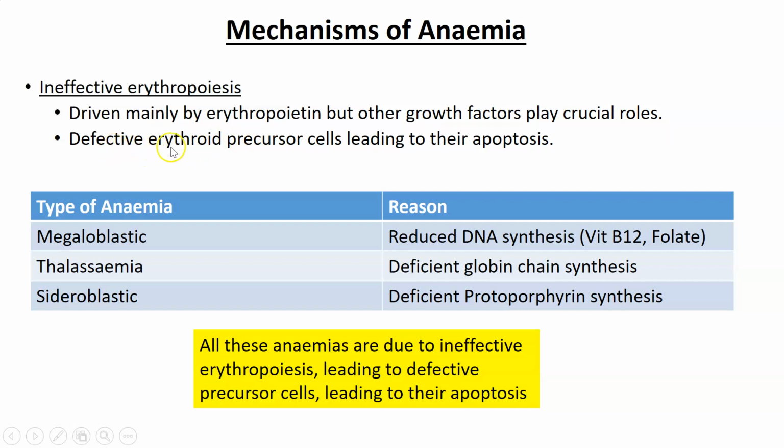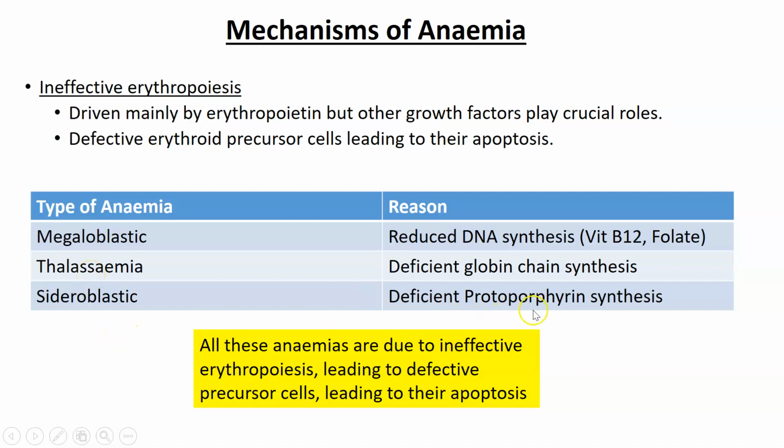That can lead to the erythroid precursors being defective if there's a genetic problem, and that can lead to their death. So the types of anemia we've talked about so far: megaloblastic, usually because we don't have enough vitamin B12 or folic acid in our diet, which has an impact on DNA synthesis. Thalassemia is when your body doesn't produce enough globin molecules, so the globin element of hemoglobin isn't being synthesized properly.